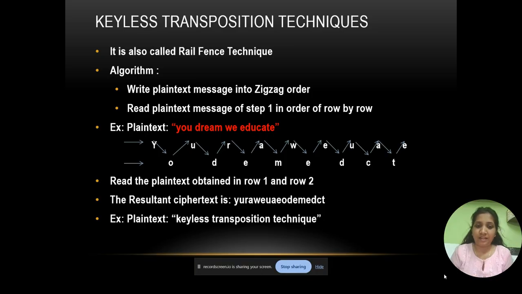So the example is: you dream, we educate. Write it across two lines in a zigzag manner. Then read the plain text obtained in row 1 and row 2. The resultant cipher text is YURAWEUAE, and the next is ODEMEDCT. So this is an example of a keyless transposition technique. It does not substitute characters, it just scrambles the order, making it easier to implement but not highly secure.